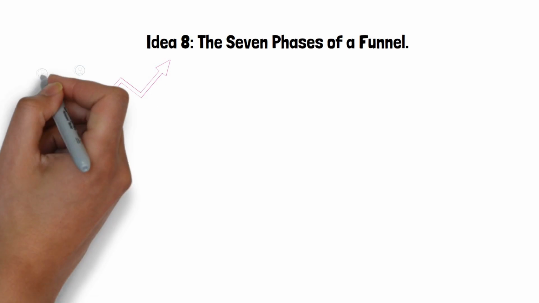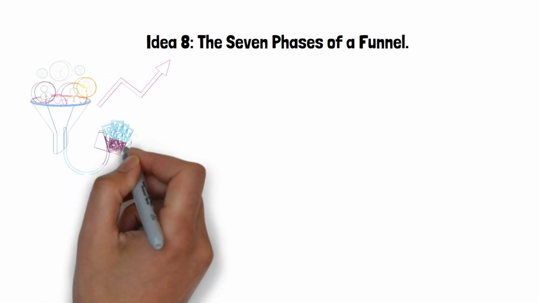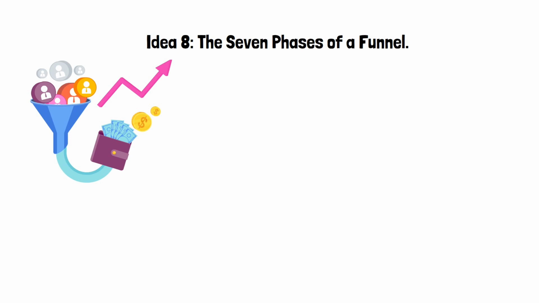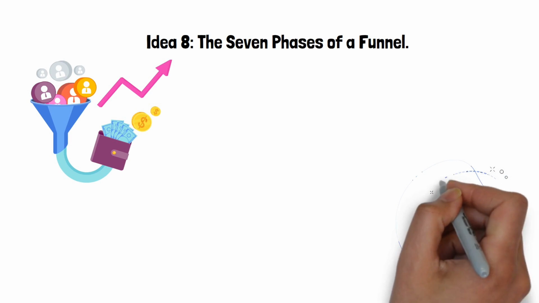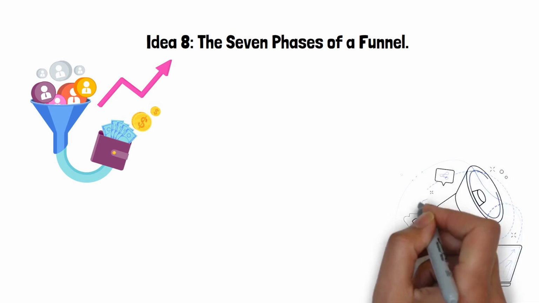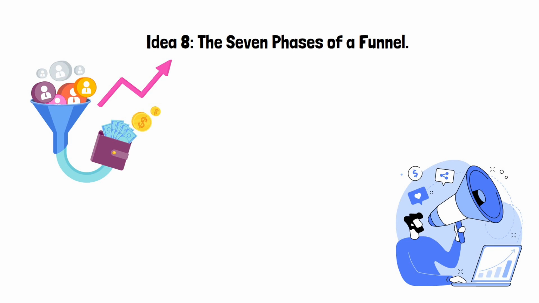Idea 8. The 7 phases of a funnel. The 7 phases of a funnel are like a journey you guide your customers through, starting from the moment they find out about you until they make a purchase, and even beyond that. It begins with creating awareness. You need to get your potential customers to notice you, and you do this by putting out the right kind of bait, something that catches their interest.